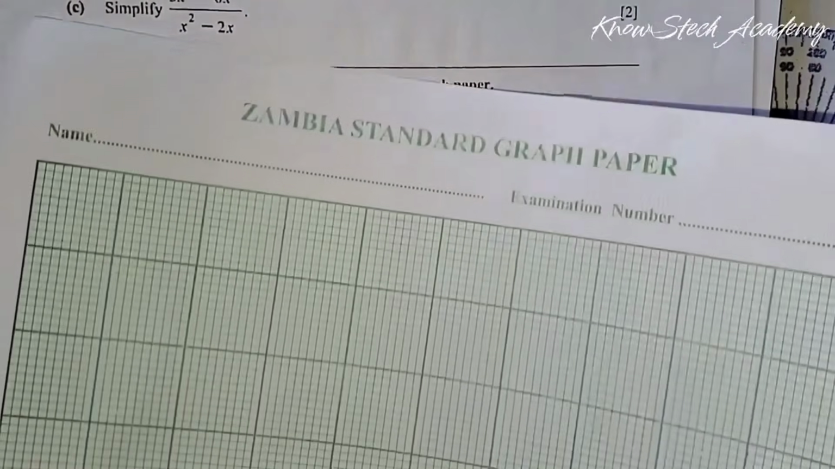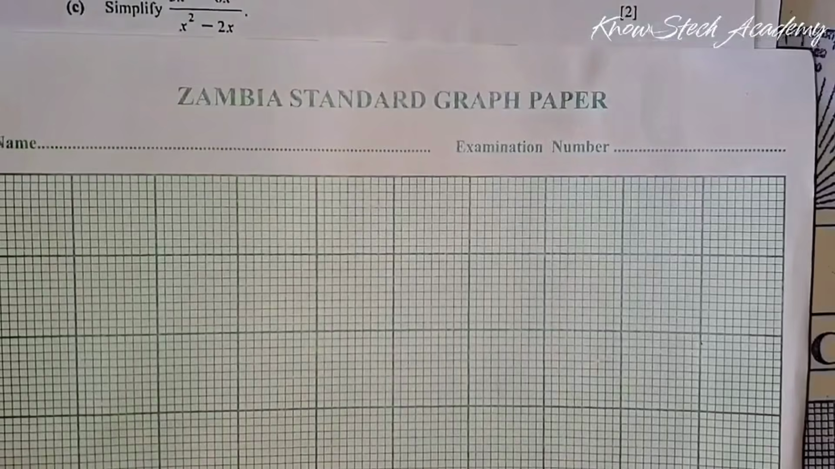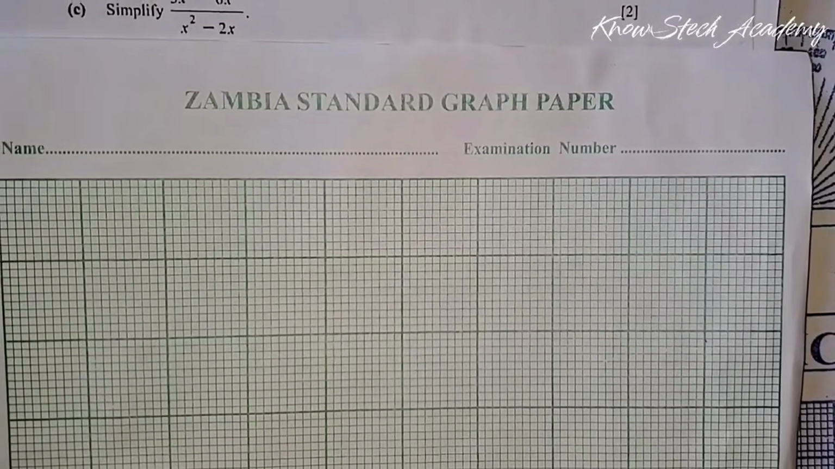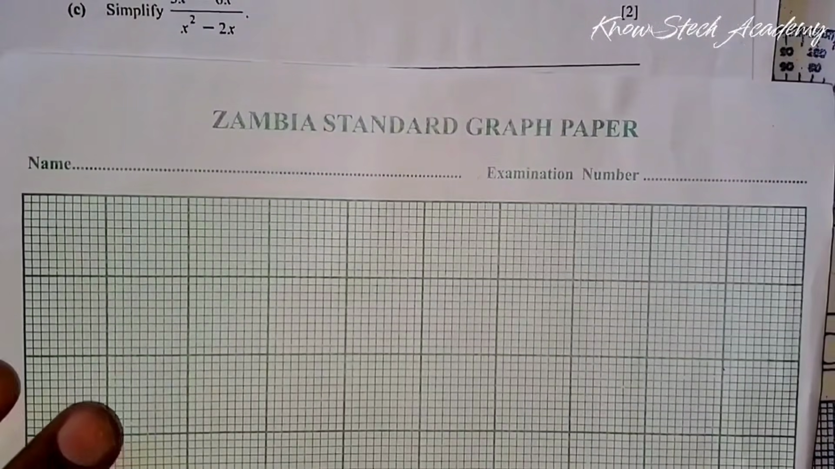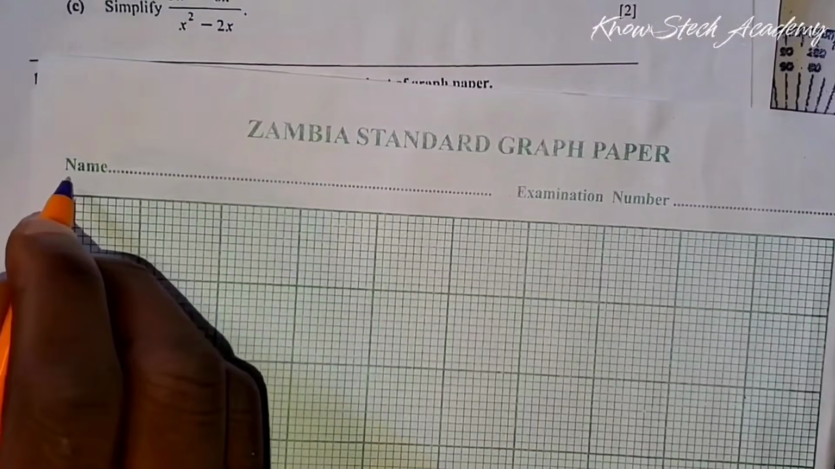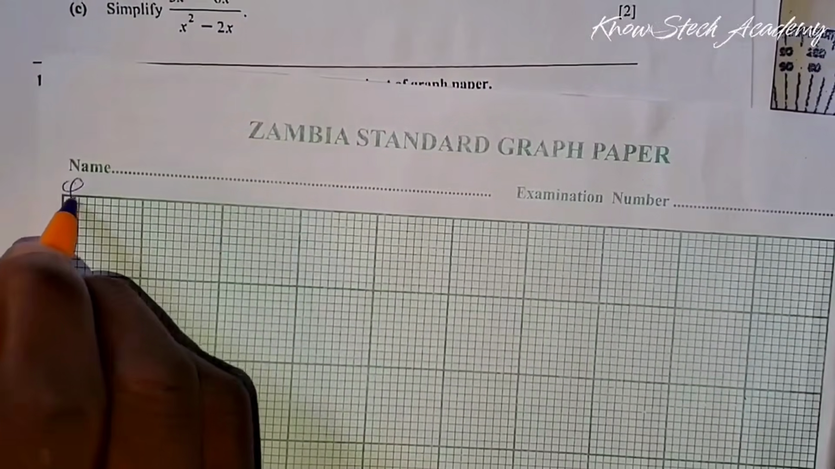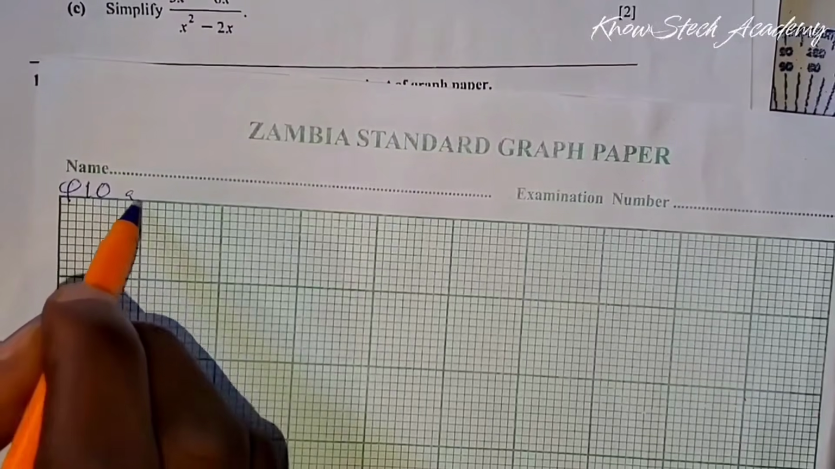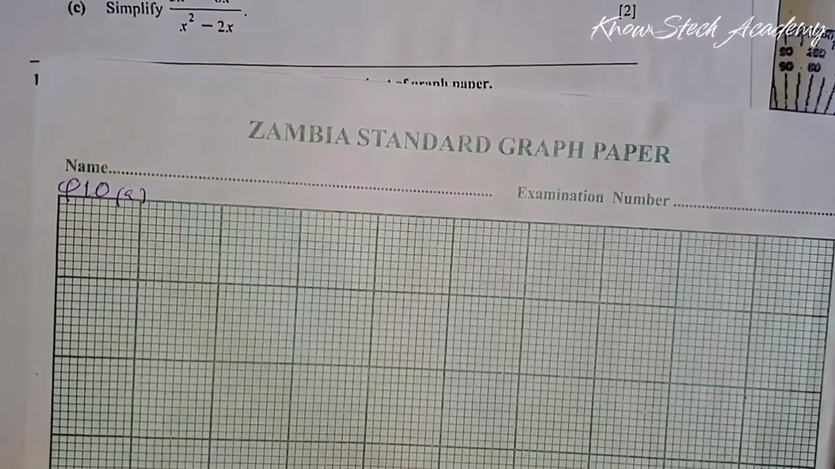Okay, so this is the graph paper here. This is the Zambian Standard graph paper. So, what we're going to do, we write the question number. So, this is question 10. So, we're going to write here question 10A.